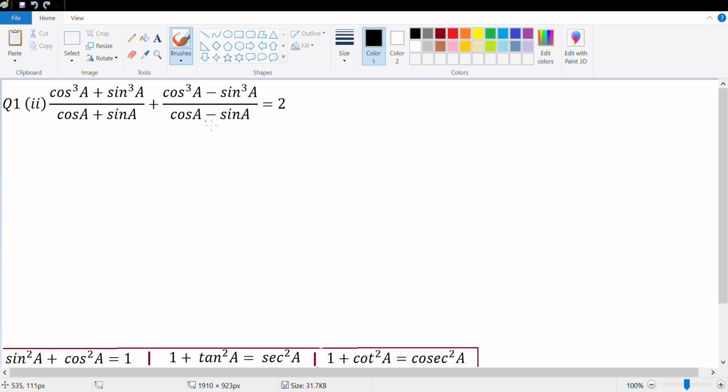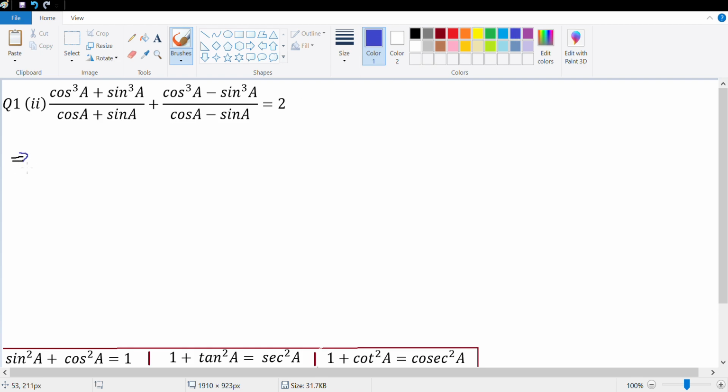So I can either add them up first, or if I remember the formula for this, it is in the form x cube plus y cube. So if I remember the formula for x cube plus y cube, then x cube plus y cube is equal to x plus y into x square minus xy plus y square. Let me see if that will help me do something. So let's look at this.